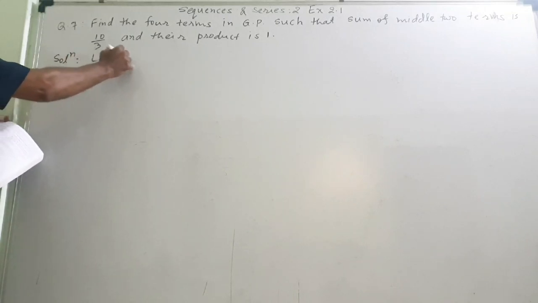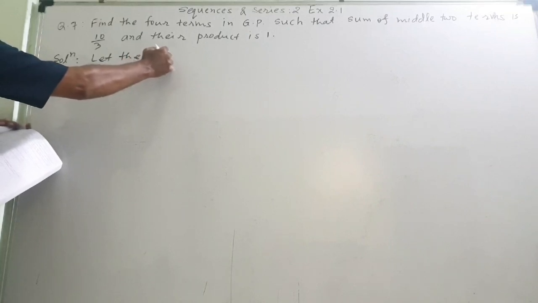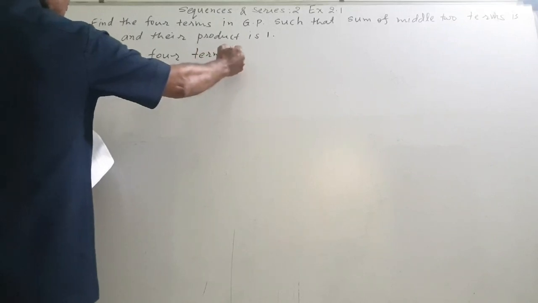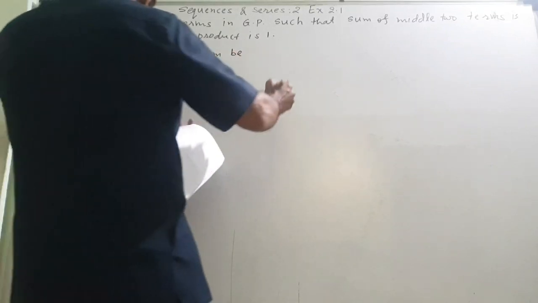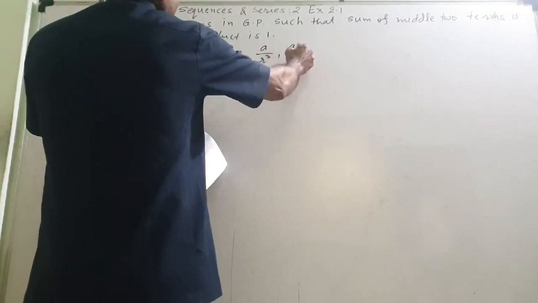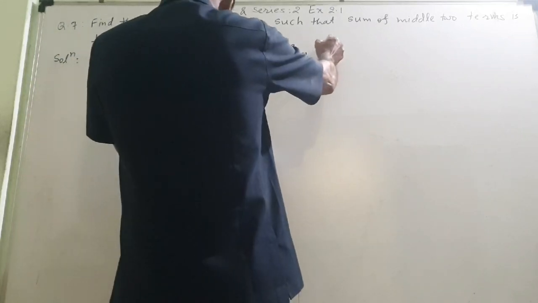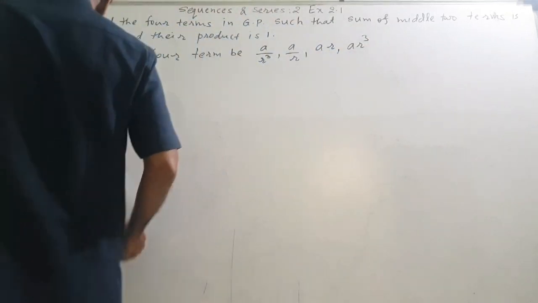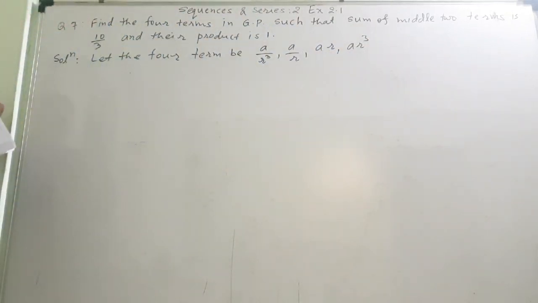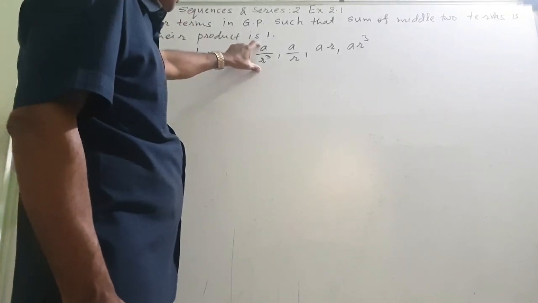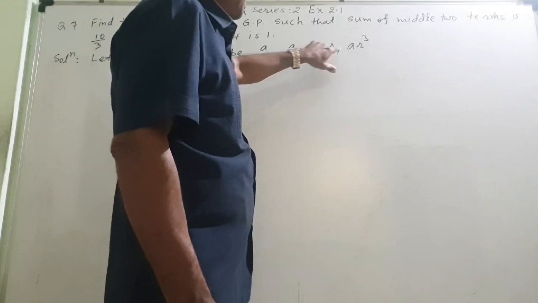Let the four terms be a upon r cube, a upon r, ar and ar cube. See this, how to assume this. So now what is given? Find the four terms. That four terms are a upon r cube, a upon r, ar and ar cube.